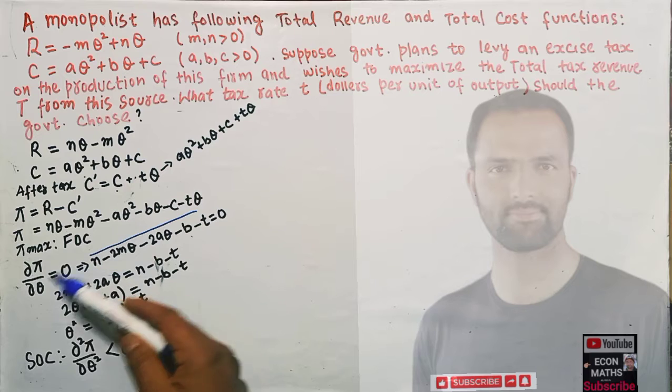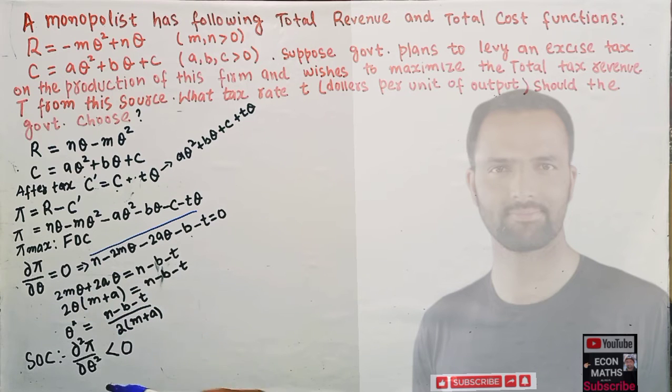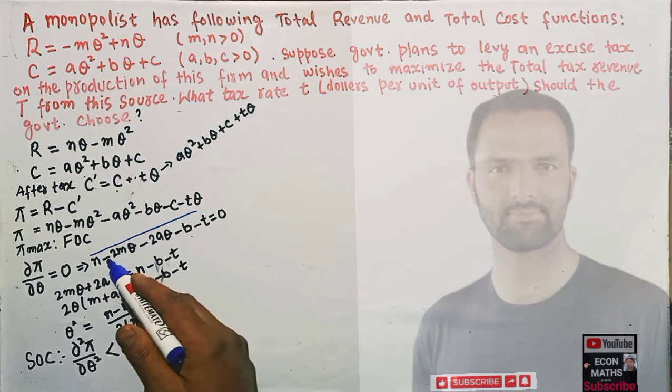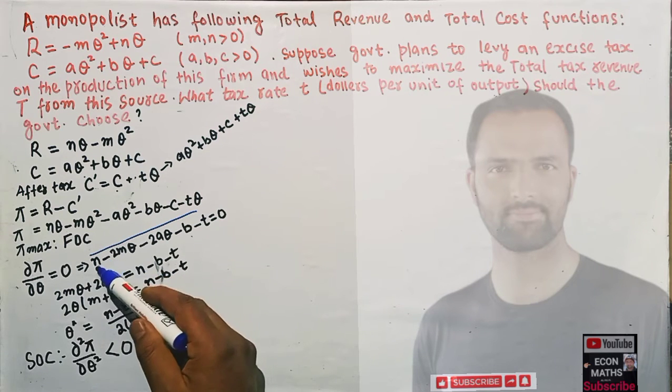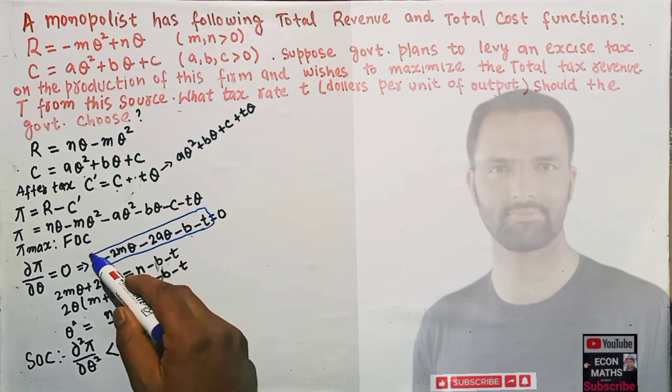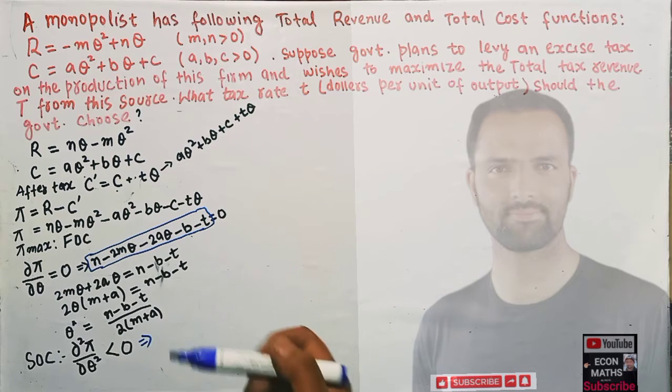Now the second derivative of this profit function with respect to quantity should be less than 0. Let us see, taking the second derivative here with respect to quantity, this is the first derivative. The second derivative is simply the derivative of the first derivative. I hope I am making myself clear.